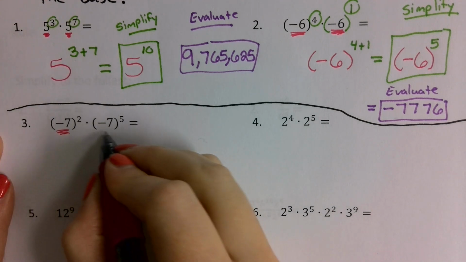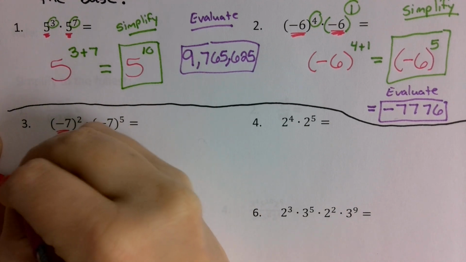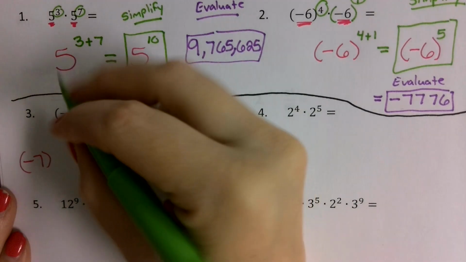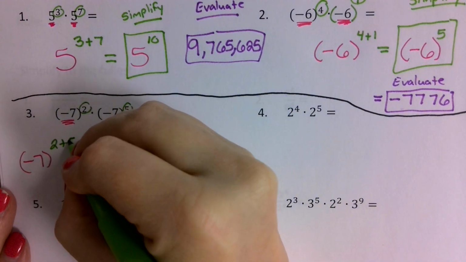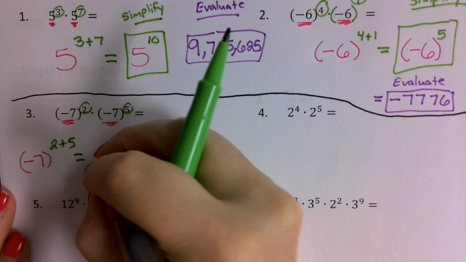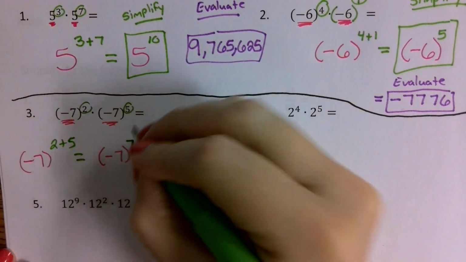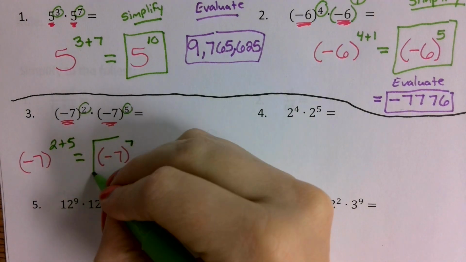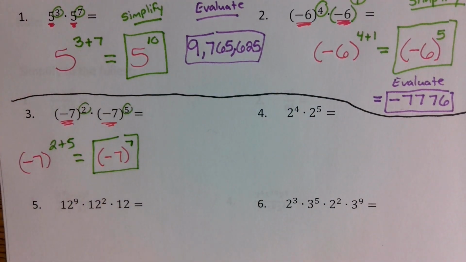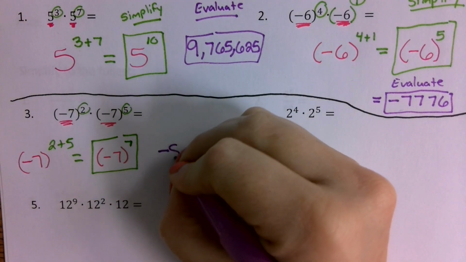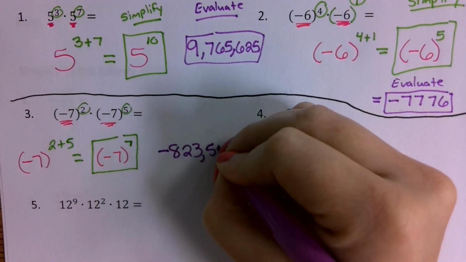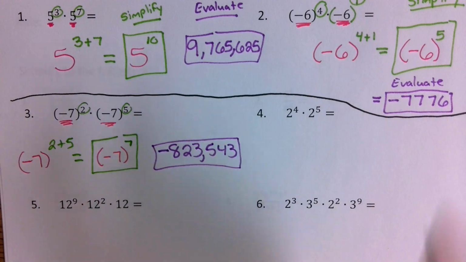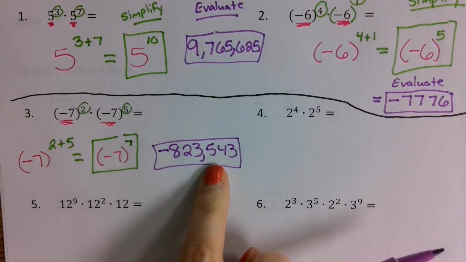Number 3, the base is negative 7, so we're going to keep it as negative 7 in parentheses, and then we're going to take the two exponents, 2 and 5, and we're going to add them together. That means our final answer should be negative 7 to the 7th power. Okay, that's our simplified answer. If we were to evaluate that, negative 7 raised to the 7th power is going to come out to a negative 823,543.